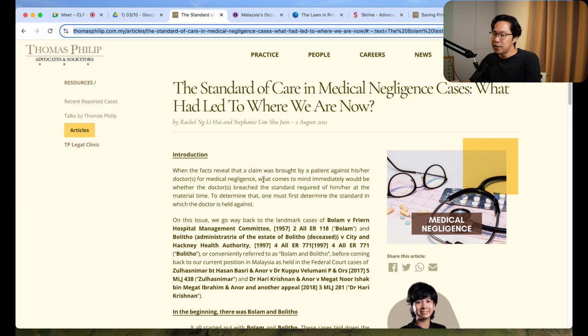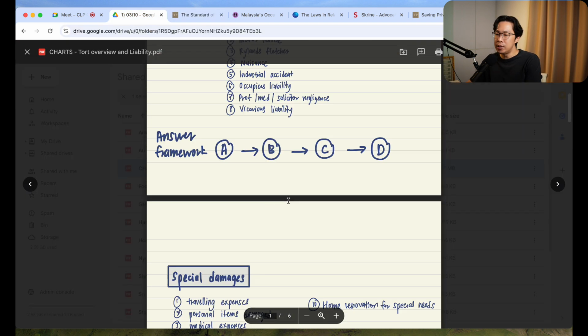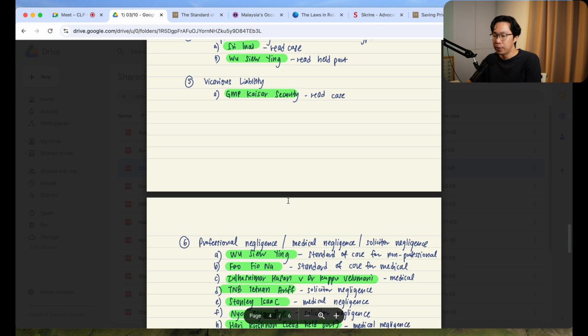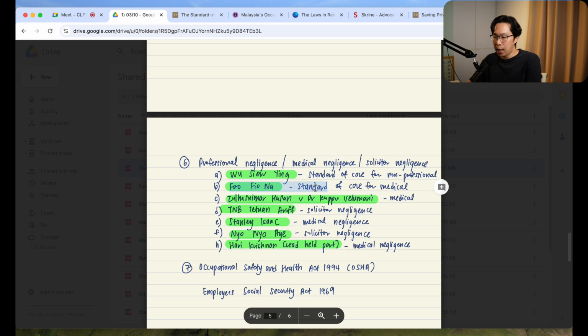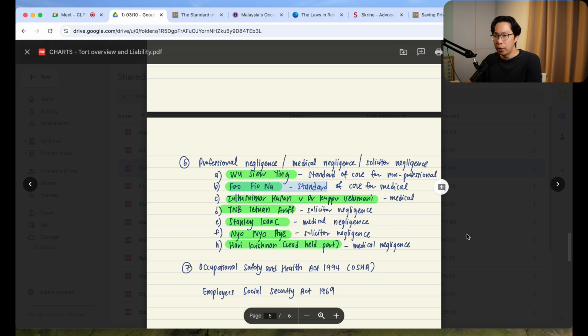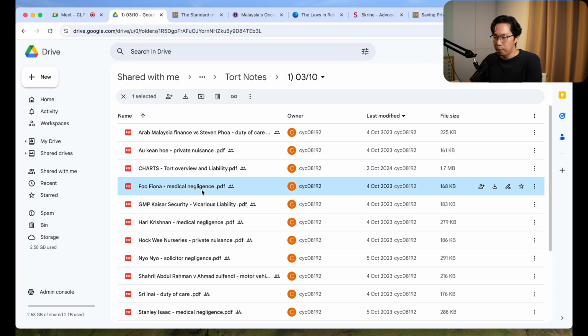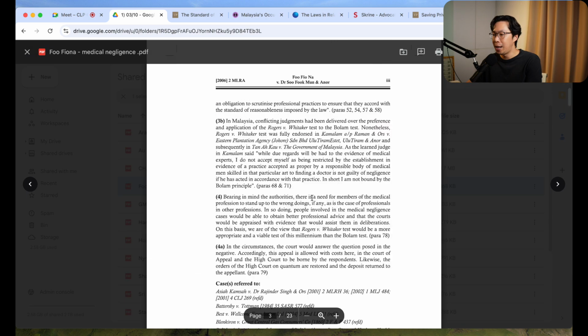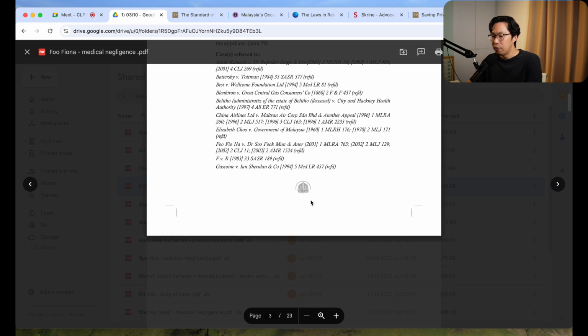Then the cases I want you to read. This is your homework, and I explain briefly to you. I want you to read Fufiona, and also Zuhasnima. For Fufiona, if you can, try to read the whole case. It's a little bit long, but it's a very important landmark case. Okay, I want you to read Fufiona.